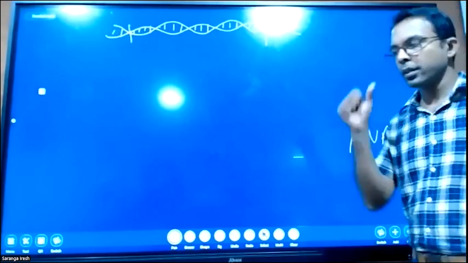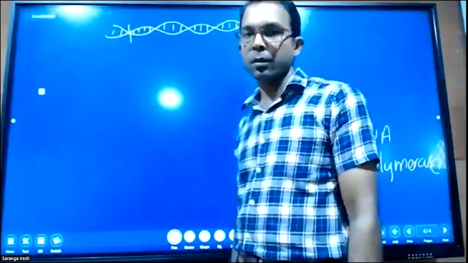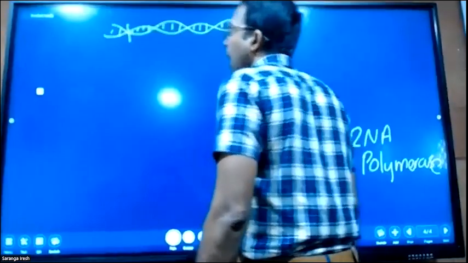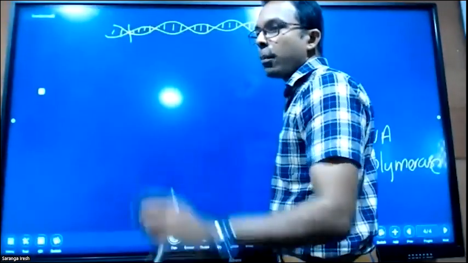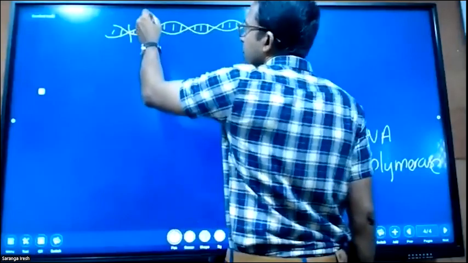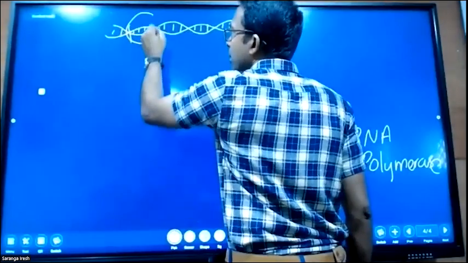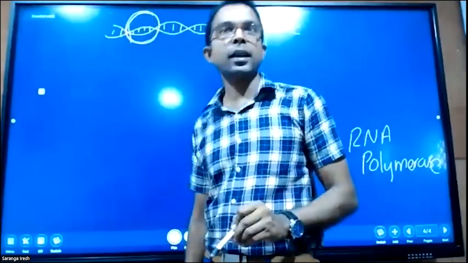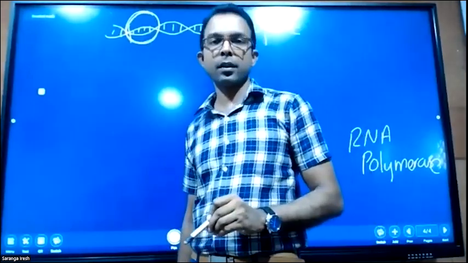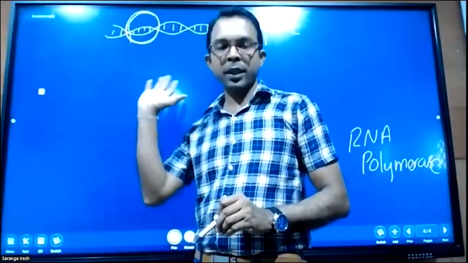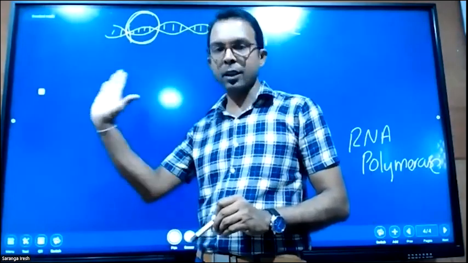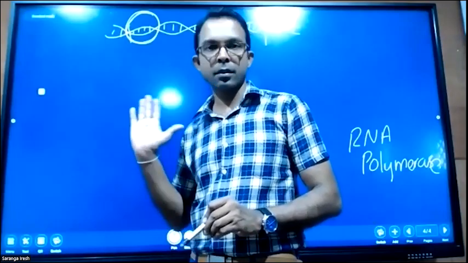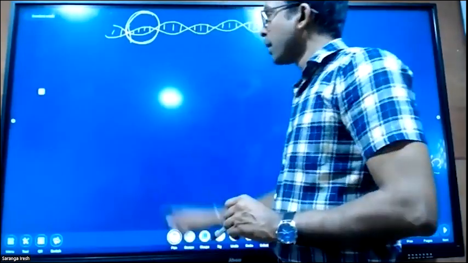In the nucleus, there is an enzyme called RNA polymerase. What happens here? RNA polymerase binds to the starting point of this gene. There are regions called promoter-operated regions. Still, I am not explaining about those regions. I will explain it later. First, identify what's happening here, the general explanation.